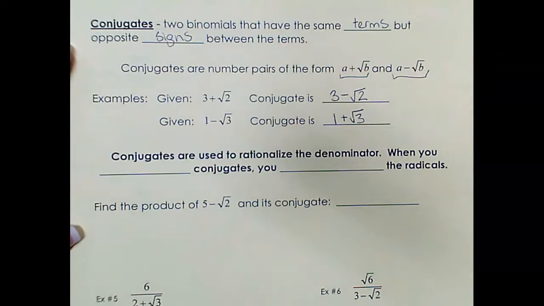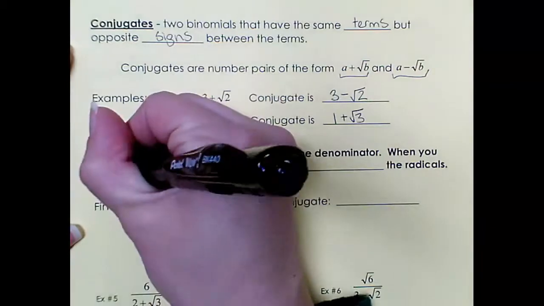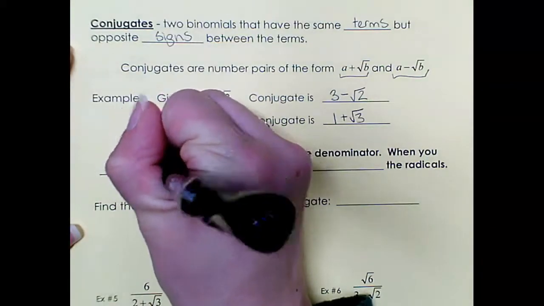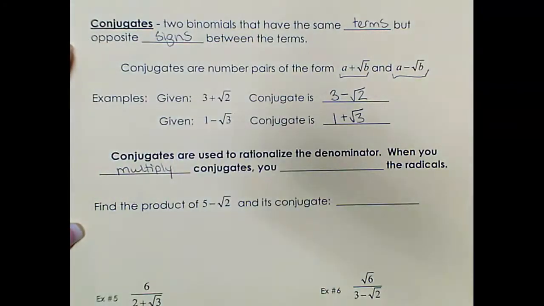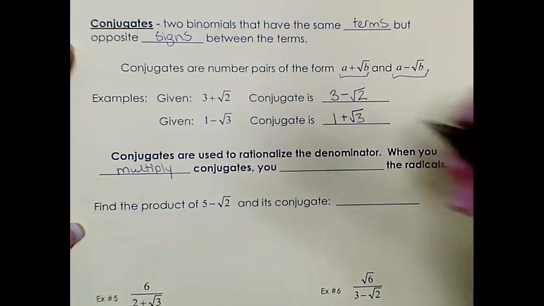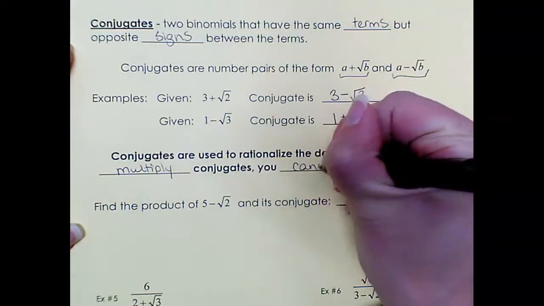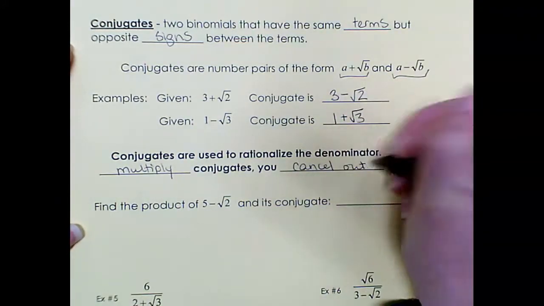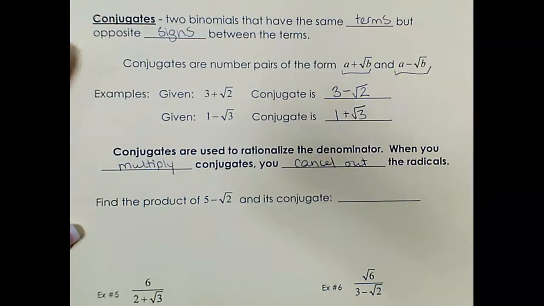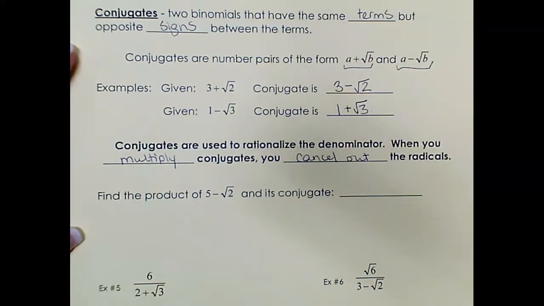You may be asking yourself, why in the world are we doing this? Why are we picking out conjugates? Why is this important? Well, conjugates are used to rationalize the denominator. When you multiply conjugates, you can cancel out the radicals, which is kind of a powerful thing when you don't want radicals in the denominator. So it's helpful to cancel them out. And I'll show you how that works.